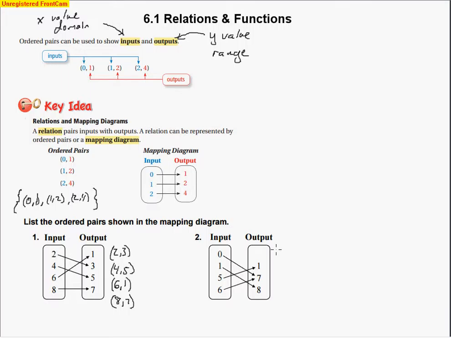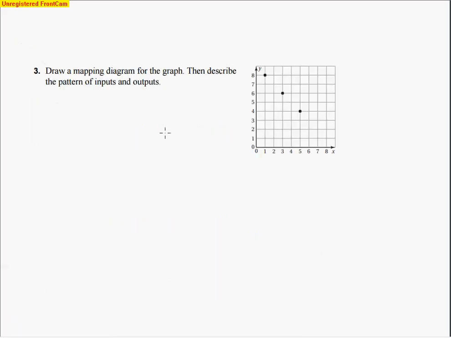On this next one, we have an input of 0, and it goes to 7, so 0, 7. Here we have an input of 1 that goes to 8, so 1, 8. Here we have an input of 5 that goes to 1, so 5, 1. And the last one is 6, and it goes to 7, so 6, 7. So that's understanding what a mapping diagram is and changing it to ordered pairs so that you can go ahead and graph those points. That's what we're going to be taking a look at next, a graph.